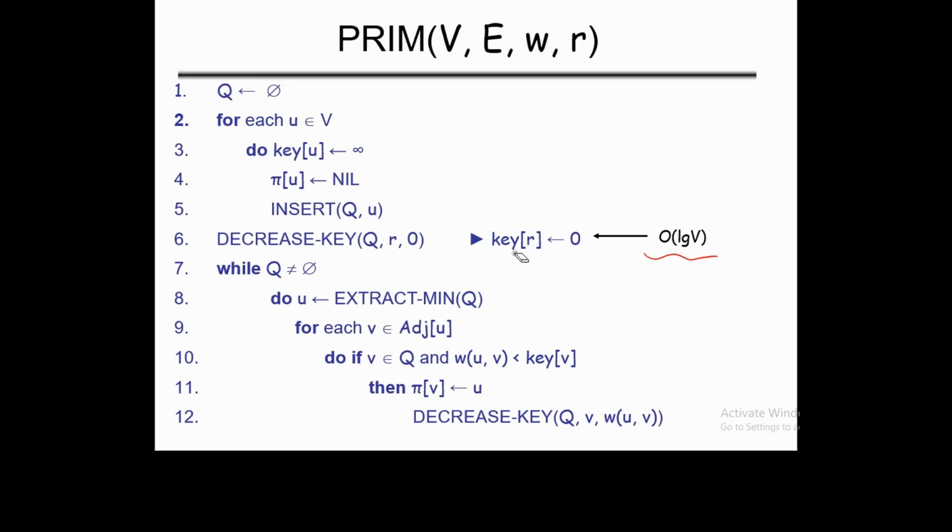So the decrease-key operation, as we are implementing it with the priority queue, will require O of log v time, where v is the number of vertices. Here we will implement the priority queue using a min heap, so that we can extract the minimum value.